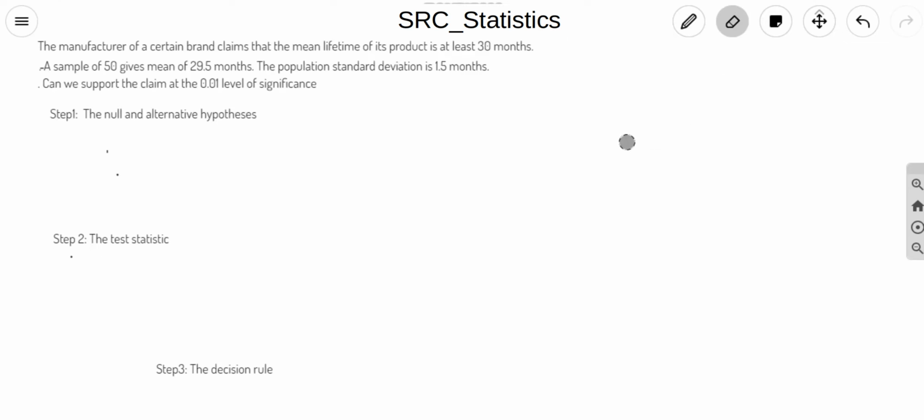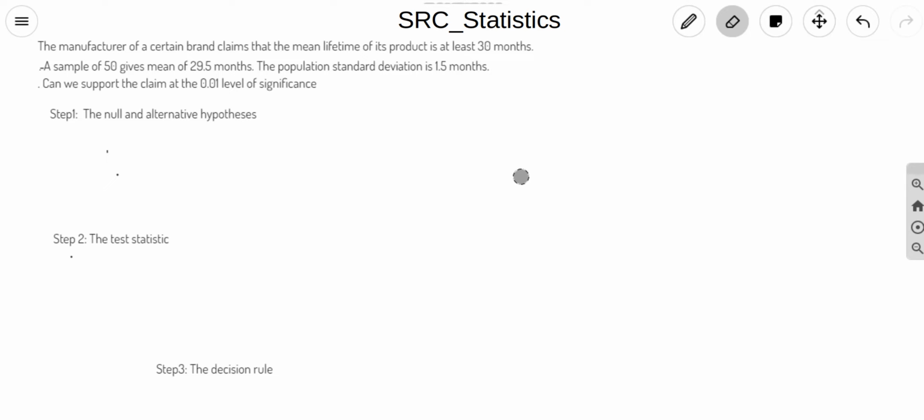Okay, welcome again. Now the question is: the manufacturer of a certain brand claims that the mean lifetime of its product is at least 30 months. A sample of 50 gives a mean of 29.5 months. The population standard deviation is given to be 1.5 months. Can we support the claim at the 0.01 level of significance?